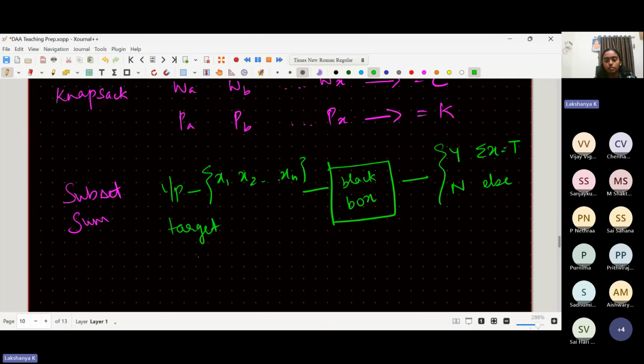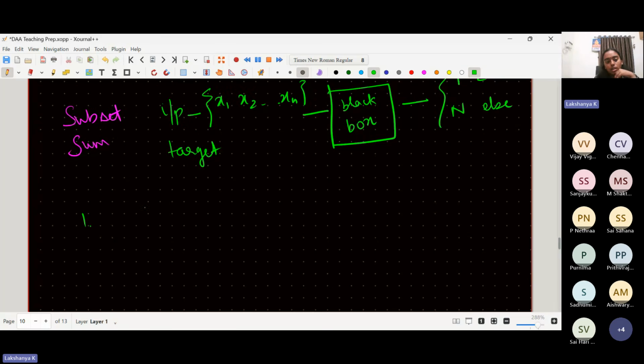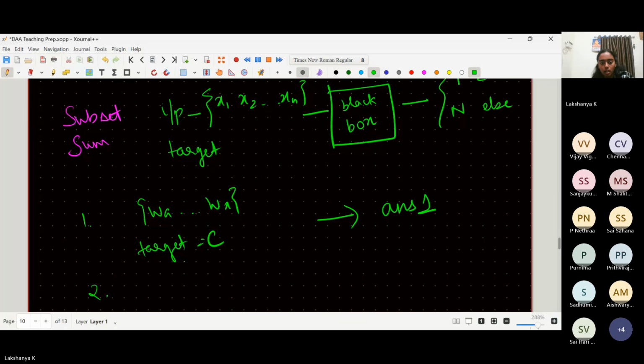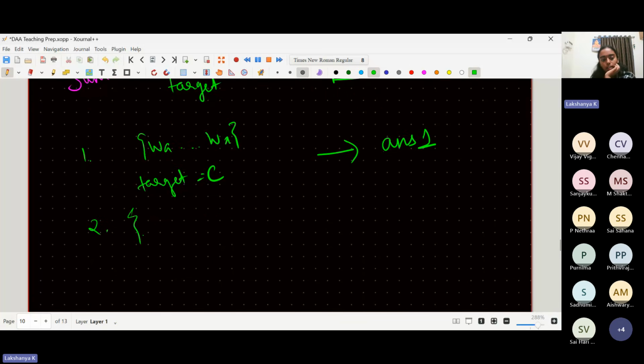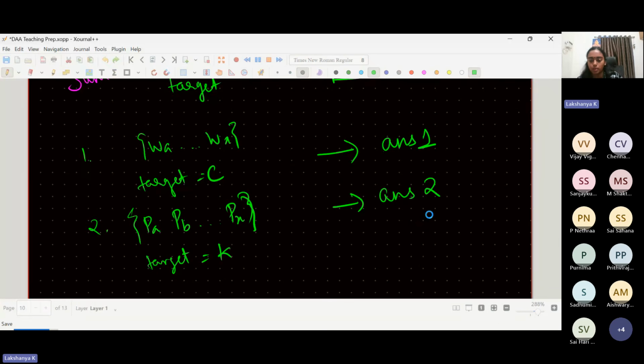Okay, so I'm going to use this machine 2 times to solve my knapsack problem. First time, I'm going to give it weight A, weight B up to weight X, and target equal to C. And it's going to return an answer, let's say I call it answer 1. Second time, I'm going to use the same machine. I'll give it profit A, profit B up to profit X, as a set, with target equal to K. Again, it returns an answer 2. So this machine solved the decision version of the subset sum problem for me, right?